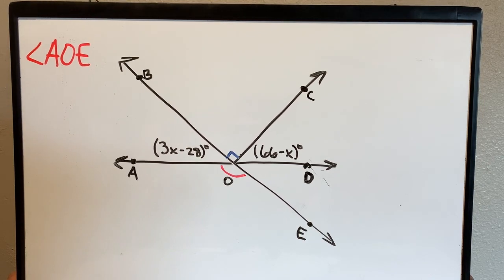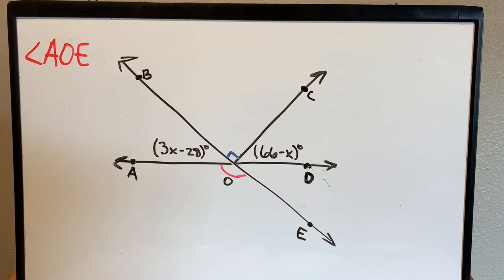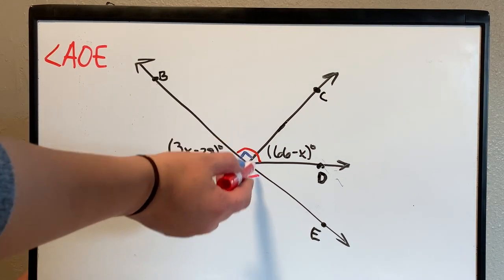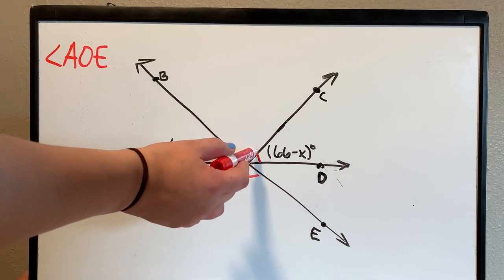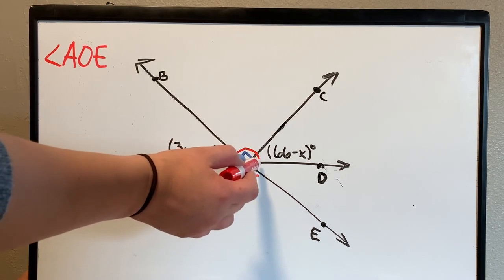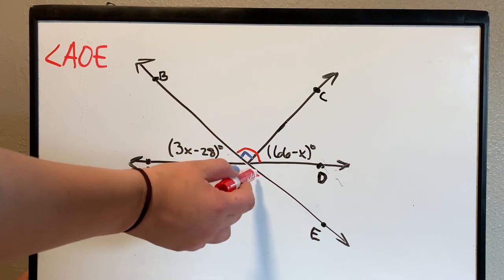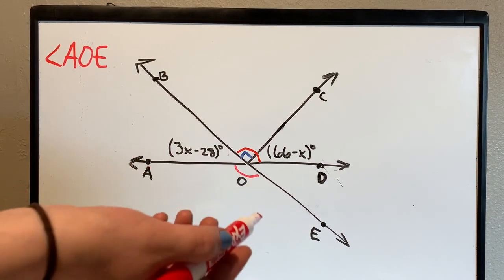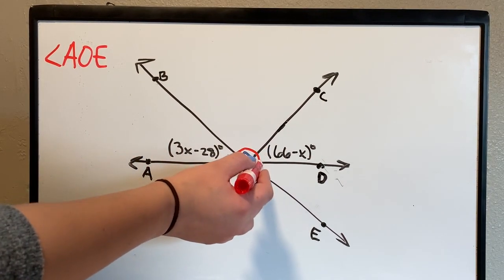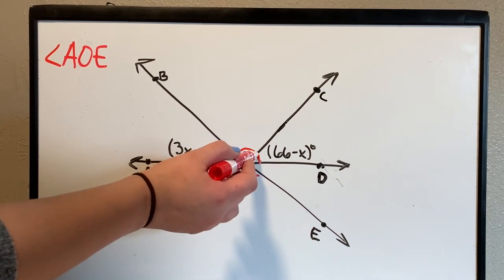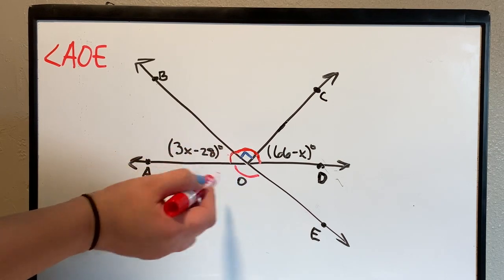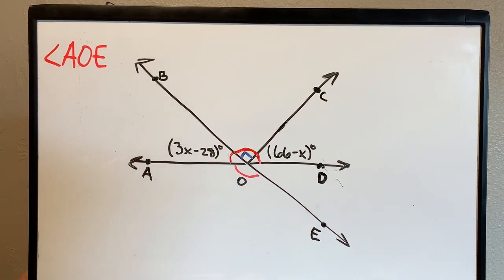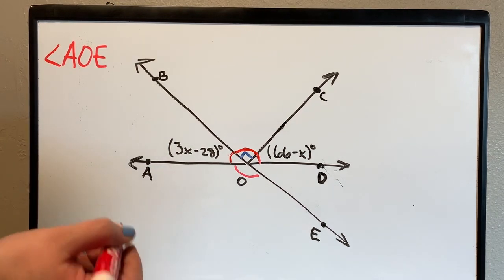Okay, so there's a couple of ways that we can go about this. I know that these two angles are vertical angles where these red marks are, so 66 minus x degrees and this 90-degree angle. If we add those two together, it's going to equal our angle here. So I'm going to take 66 minus x, plus 90 degrees, plus this 3x minus 28, and set that all equal to 180 degrees, and then we're going to solve for x.